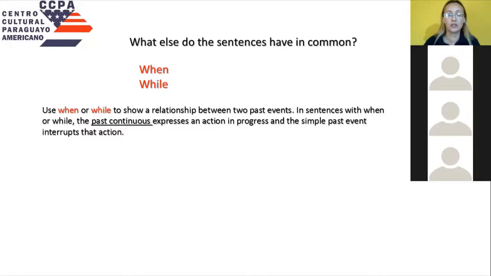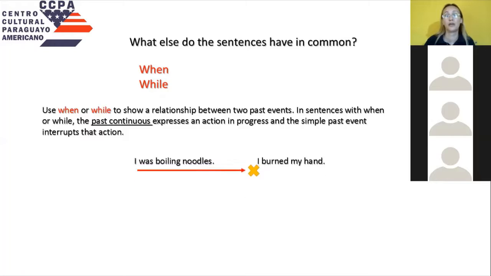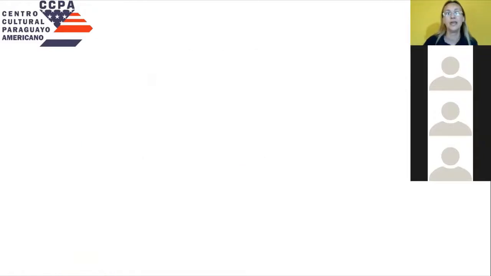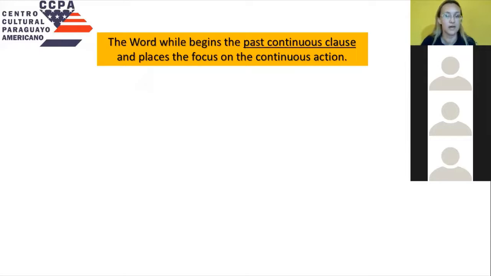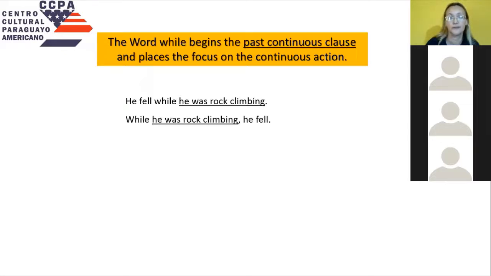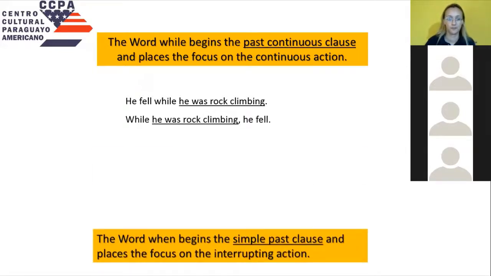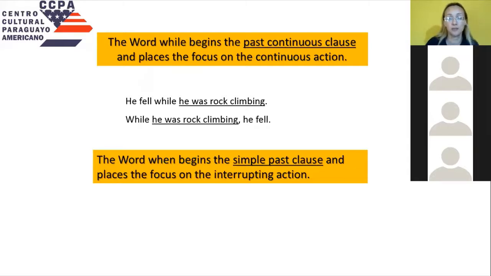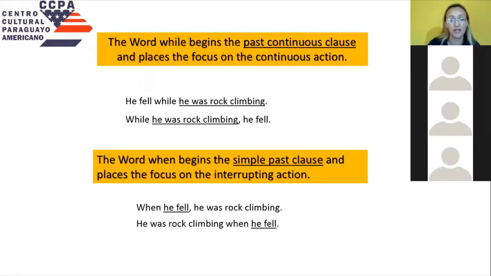Use when or while to show a relationship between two past events. In sentences with when or while, the past continuous expresses an action in progress and the simple past event interrupts that action. The word while begins the past continuous clause and places the focus on the continuous action. He fell while he was rock climbing, or while he was rock climbing, he fell. And the word when begins the simple past clause and places the focus on the interrupting action. So when he fell, he was rock climbing. He was rock climbing when he fell.